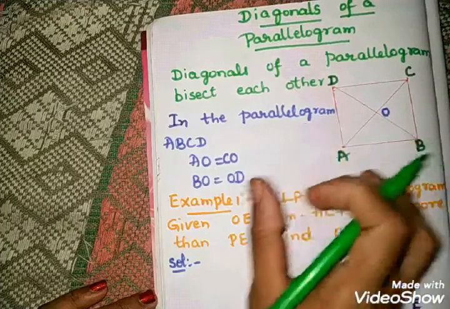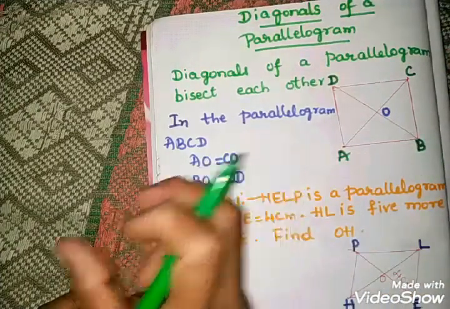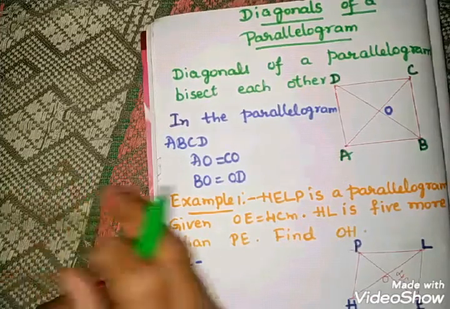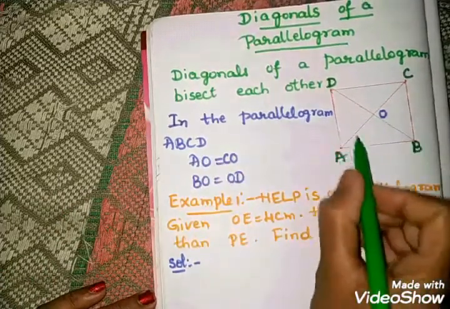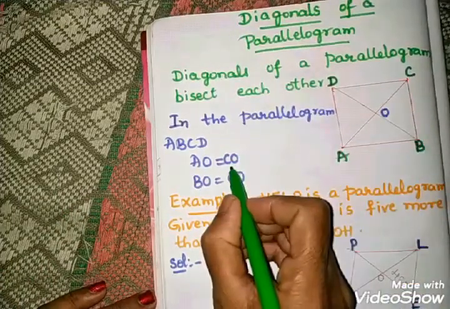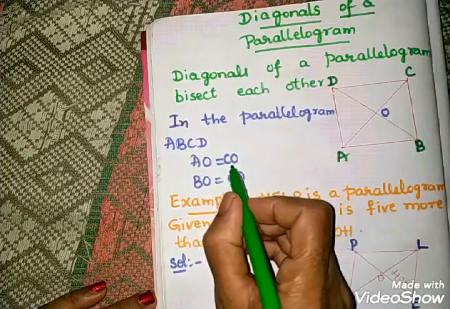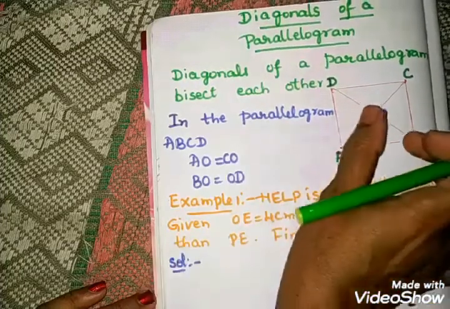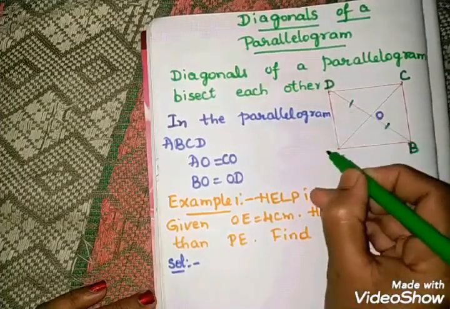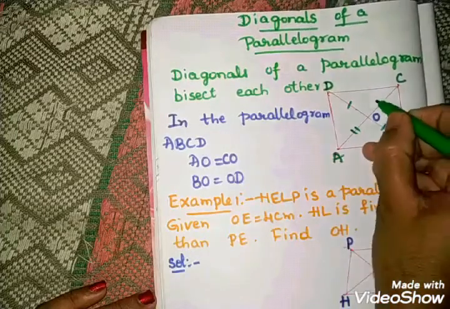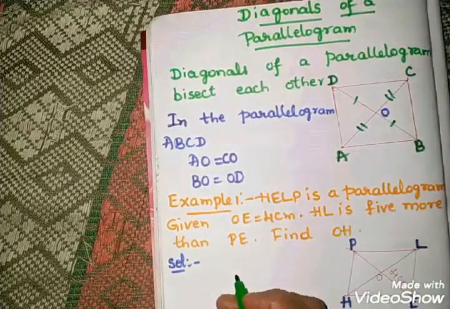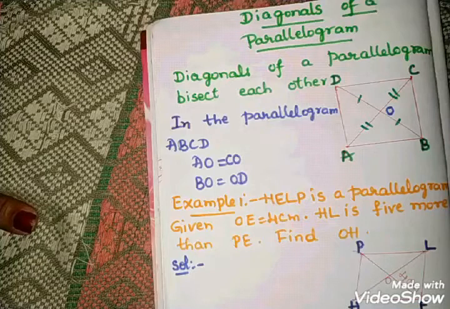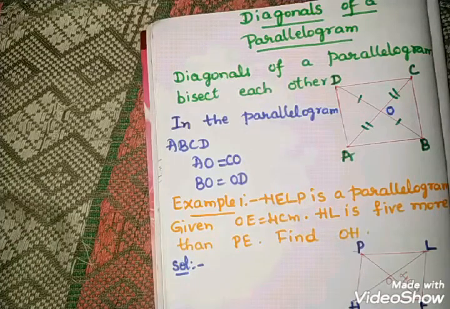So, they bisect each other. What is the meaning? They are intersecting each other in equal proportion. That is, AO is equal to OC, children. You observe here, AO is equal to CO. And also, BO is equal to OD. This portion equals this one, and this portion is equal to this one. In this way, we can understand. This is the property of the diagonals of a parallelogram. Okay, so they bisect each other.